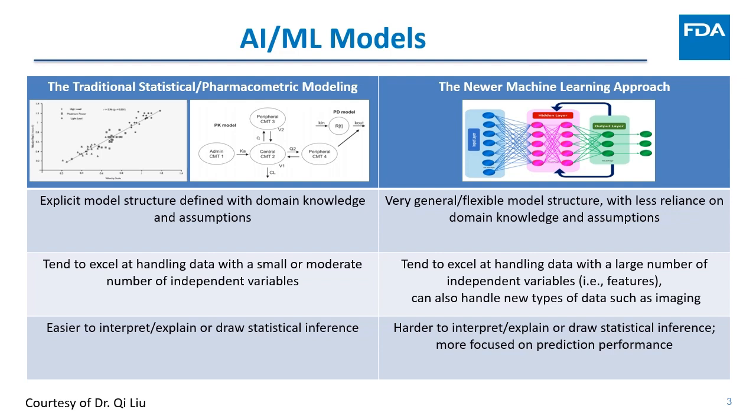Third, the traditional statistical or pharmacometrics modeling is easier to interpret or explain or draw statistical inference, while the machine learning approach, such as artificial neural network, are harder to interpret or draw statistical inference. Instead, machine learning is more focused on prediction performance.